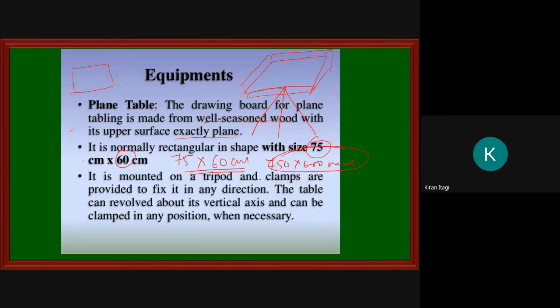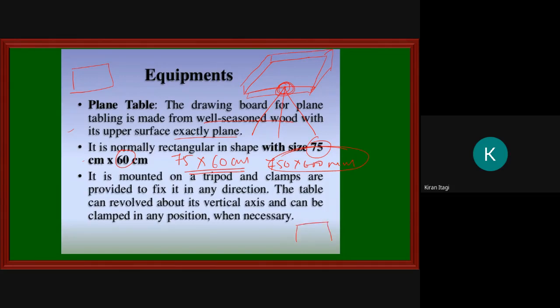It is mounted on the tripod. So here we can see it is mounted on the tripod. Clamps are provided to fix it in any direction. The table can be pivoted about its vertical axis and can be clamped in any position whenever necessary.